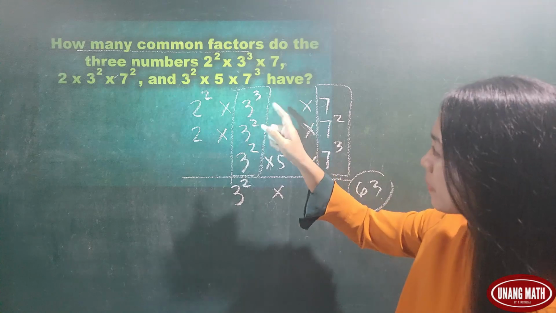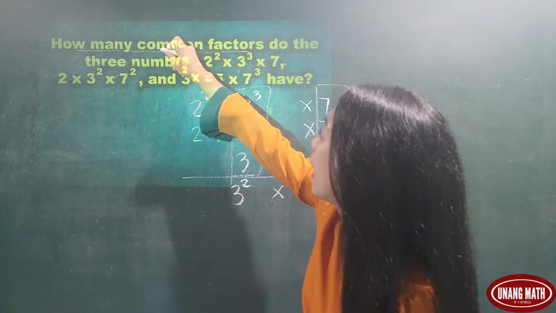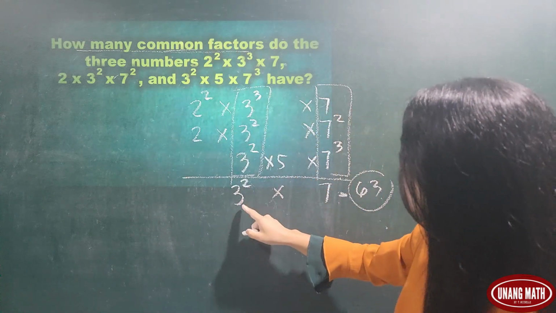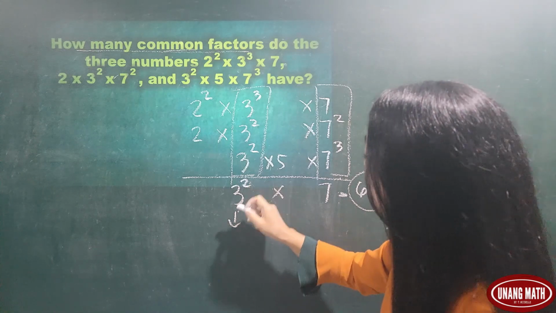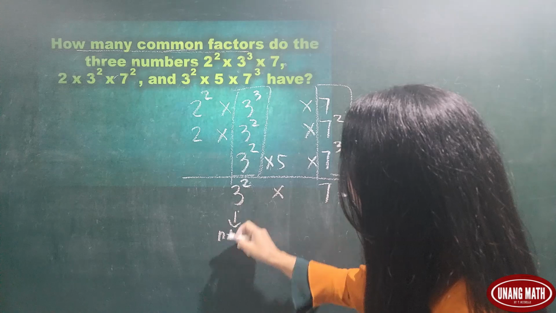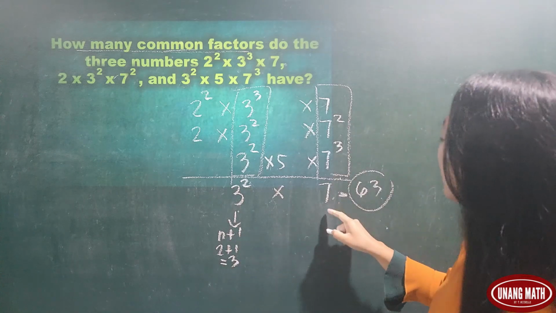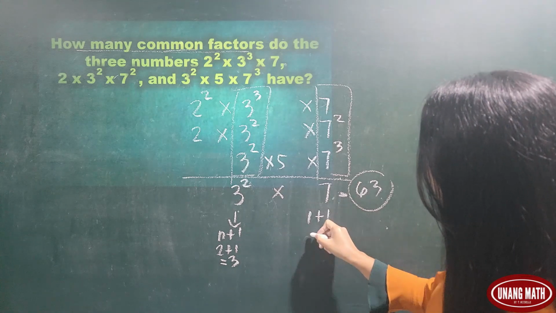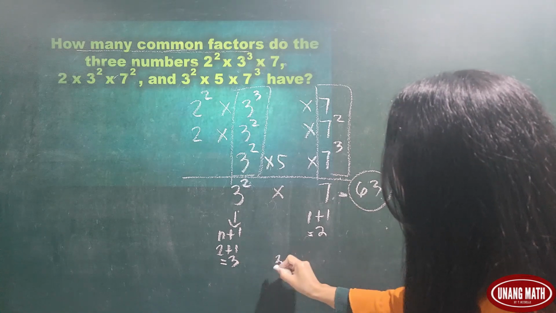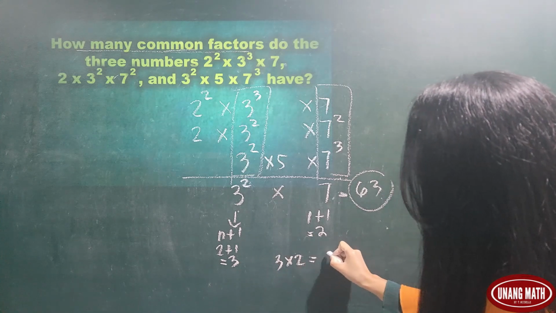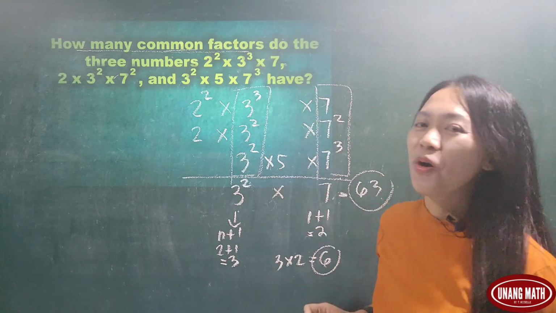But this problem is not asking for the GCF. It's asking for how many common factors. So 3 squared has how many factors? The exponent plus 1. So the exponent is 2, plus 1, so it's 3. How about 7? The exponent is 1, plus 1, so there are 2 factors. So 3 times 2, the answer is 6. So these numbers have 6 common factors.